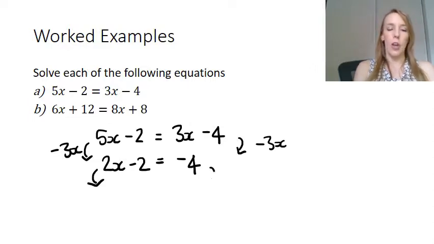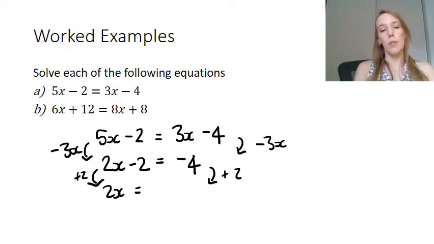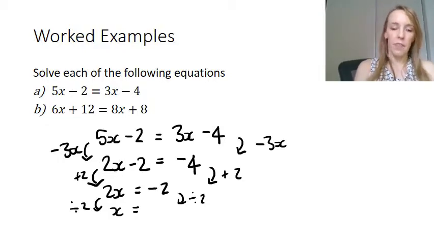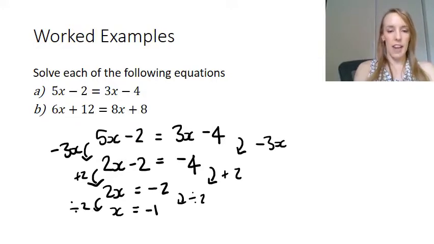And then I can use my onion method and work backwards to solve for x. So I'm going to do the inverse of the take 2, which is the plus 2. So 2x equals -4 plus 2, which is going to give me -2. So divide both sides by 2, so I'm left with x by itself. 2x divided by 2 is just 1x, and -2 divided by 2, a negative divided by a positive, is going to give me a negative number, so -1. So x is equal to -1.